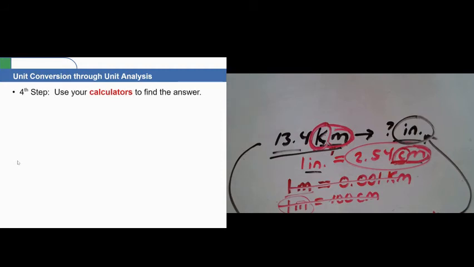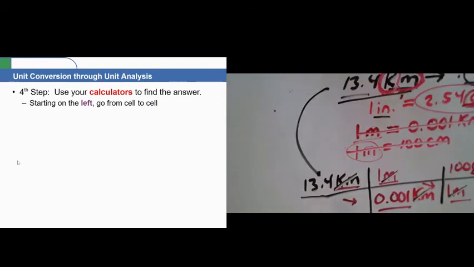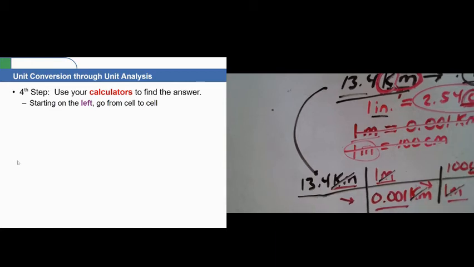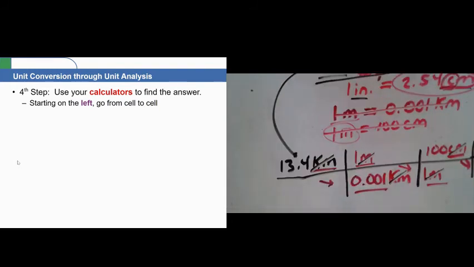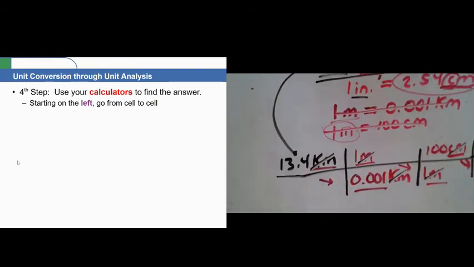Now, you're going to use your calculators to find the answer. Here's the key thing. You're going to start at the left, and you're going to go from cell to cell. When you're using a calculator, it's a little bit different than if you did this by hand. If you did it by hand, you might be tempted to multiply out the top to get a number, multiply out the bottom to get a number, and then divide. Don't do it that way. That's ridiculous when you have a calculator. It's so much easier just to follow this process. If the number's on top, you multiply. If the number's on the bottom, you divide.